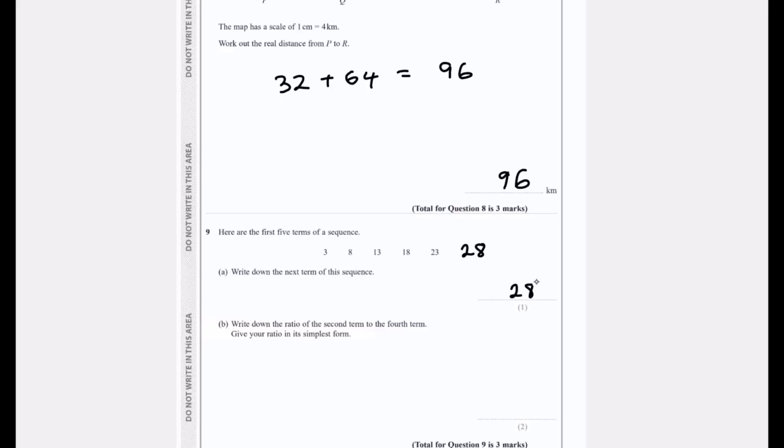Write down the ratio of the second term to the fourth term. So the second term is 8. The fourth term is 18. So it's 8 to 18. We need to give it in its simplest form. So let's simplify. If we half them both, we've got 4 to 9. And then 4 and 9 aren't in the same times table, apart from the ones. So that is the simplest form.